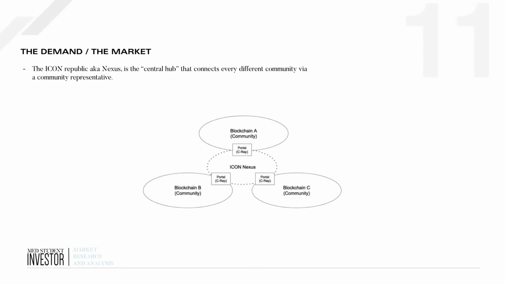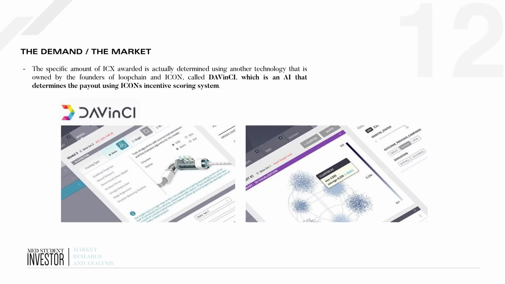The Icon Republic, aka Nexus, is the central hub that connects every different community via a community representative. Any contribution to the Icon network is rewarded via the Icon tokens called ICX. The specific amount of ICX awarded is actually determined using another technology that is owned by the founders of Loopchain and Icon, DFG, called Da Vinci, which is an AI that determines the payout using Icon's incentive scoring system.